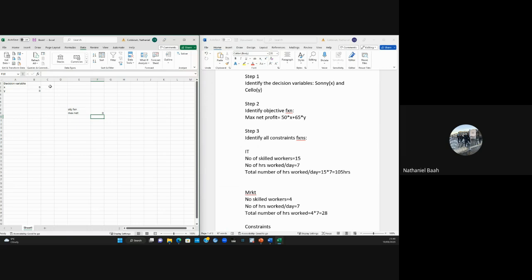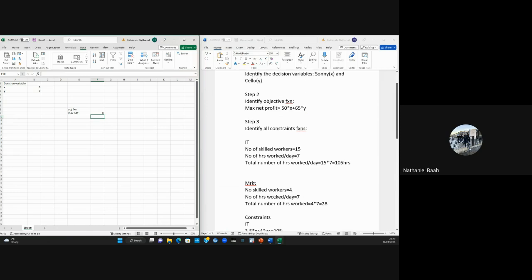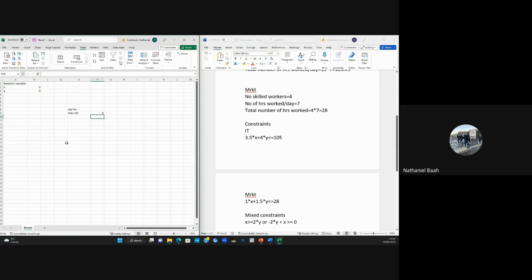So I have my objective function here. What's the next thing to do? The next thing for us to do is to identify our constraints. So I'm going to put all our constraints in the Excel sheet open here. So let me name here my constraints.